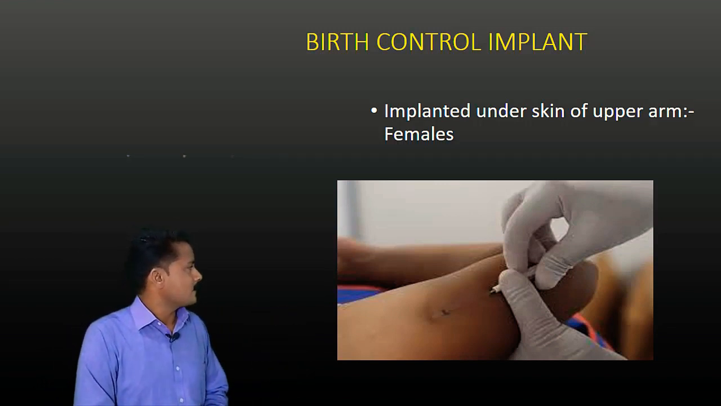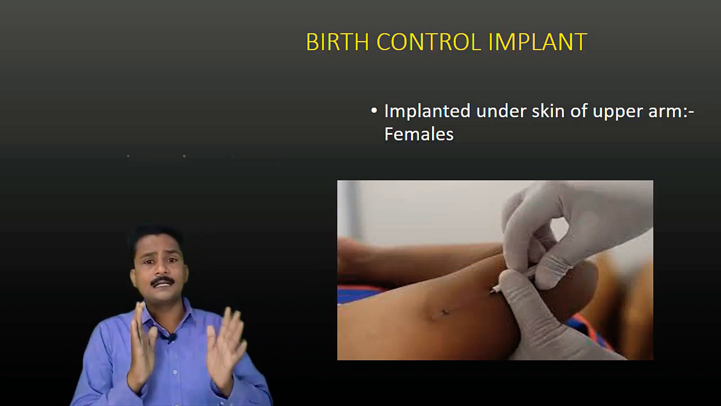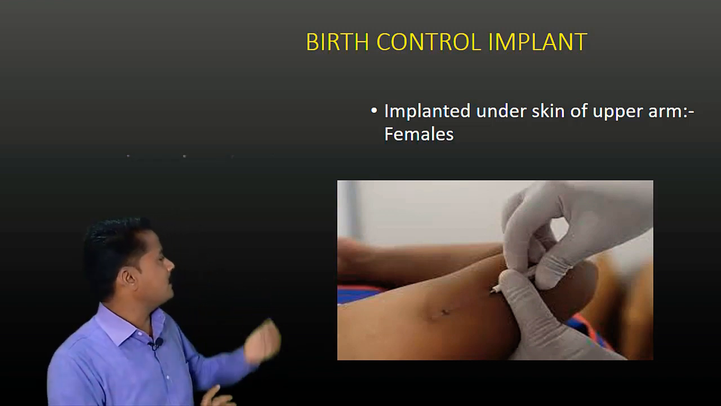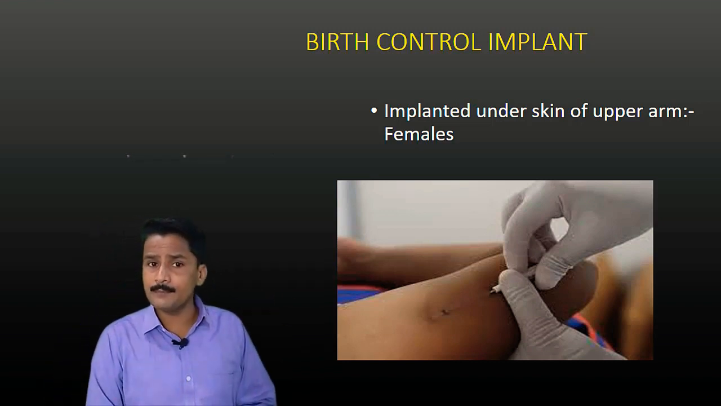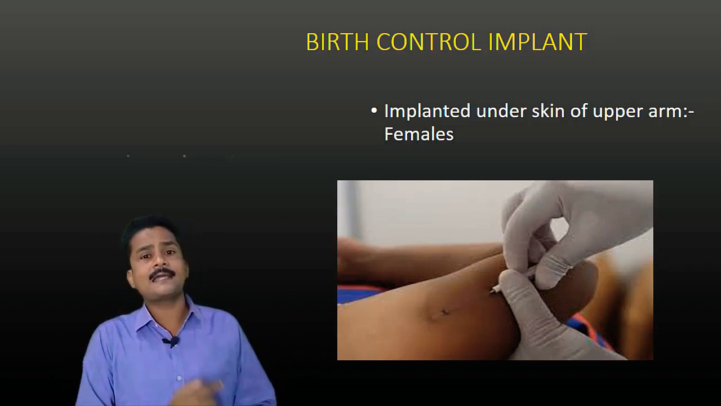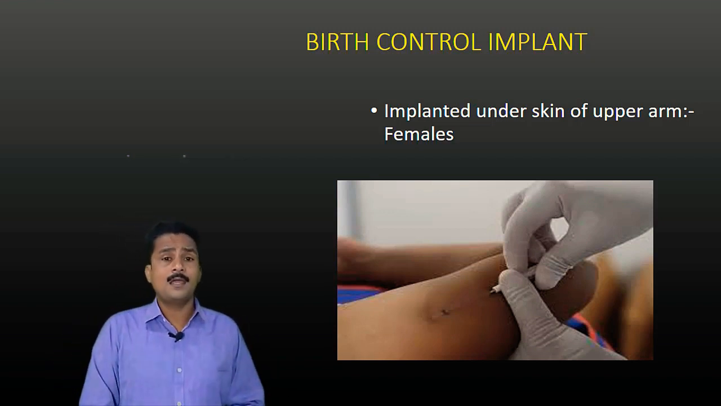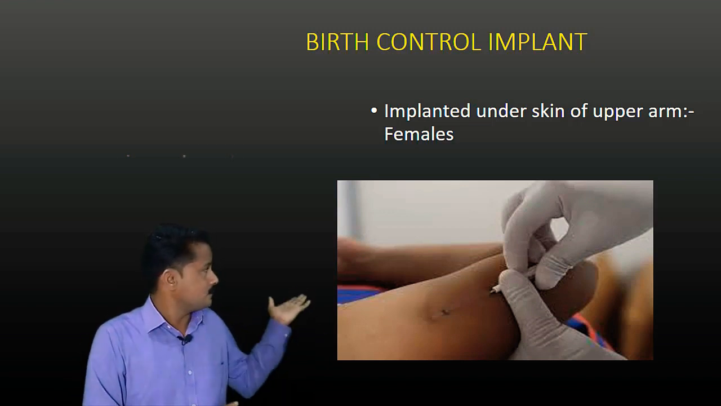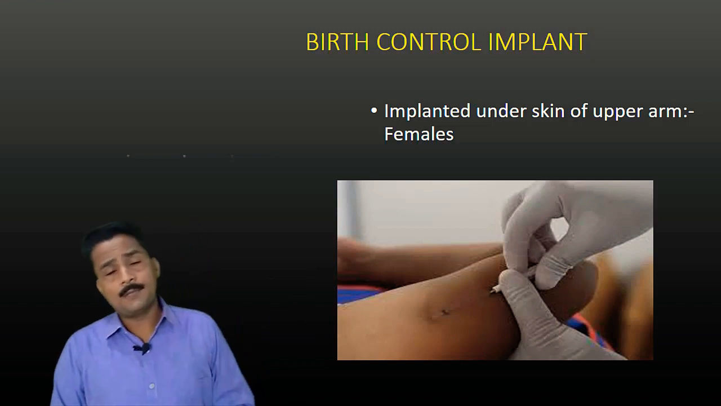So the next, the last type of the temporary methods of birth control, is called other contraceptives. What is included in the other contraceptives? They include the birth control implant. What do you mean by the birth control implant? These are small matchstick-like, needle-like structures implanted under the skin of the upper arm, and they can give protection from pregnancy for a few years. That is the most popular method in most foreign countries. In India also these methods are utilized by many people. So that's all about the temporary methods of birth control.